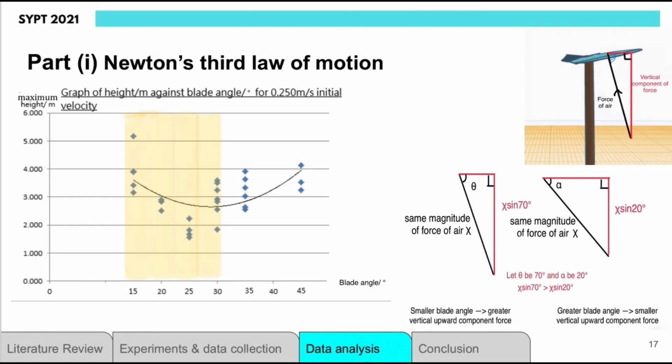The air then pushes back onto the blades at 90 degrees, according to Newton's third law of motion. This reaction force has vertical and horizontal components since the blade has an angle from the horizontal. The vertical force is responsible for lifting the hand helicopter up. As illustrated with the annotations, given that the air exerts the same force on the blades, theta of the smaller blade angle is larger than alpha of the greater blade angle. Hence, the smallest blade angle, 15 degrees, has the greatest vertical component of force and reaches the greatest height.